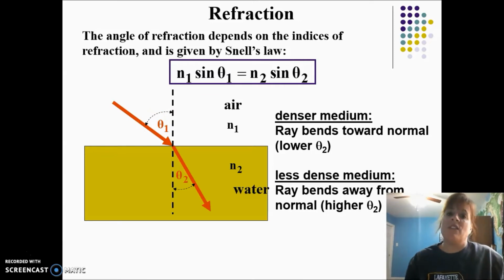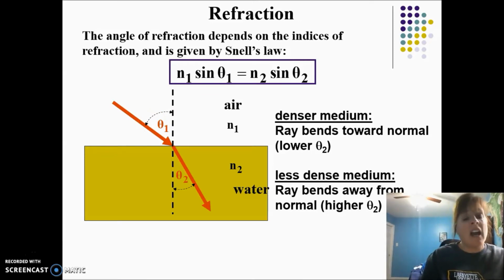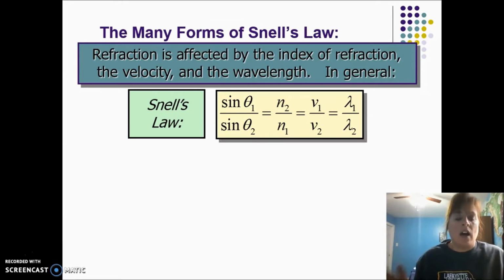So one way you can tell if a medium has a higher refractive index than the one it came from, or a lower, is to look at the angle.